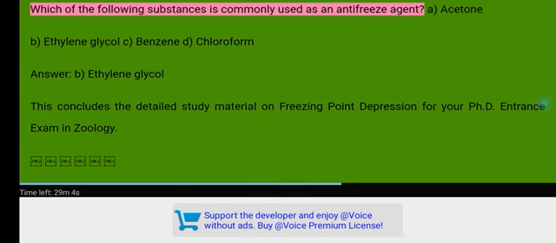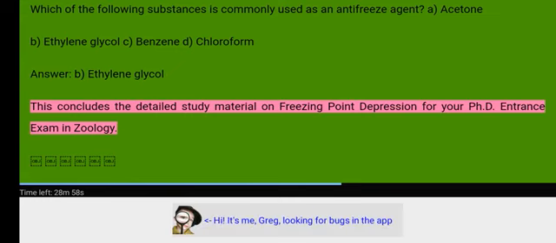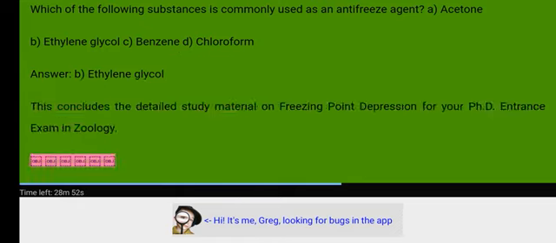Which of the following substances is commonly used as an antifreeze agent? A. Acetone. B. Ethylene glycol. C. Benzene. D. Chloroform. Answer: B. Ethylene glycol. This concludes the detailed study material on freezing point depression for your PhD entrance exam in zoology.